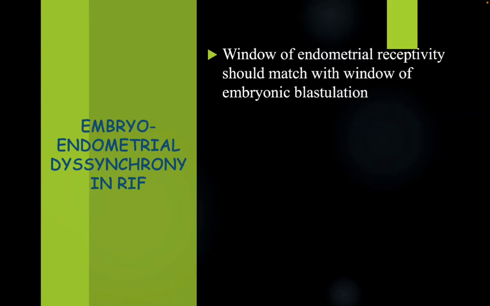There might not be synchrony among these both. That might lead to RIF. So the window of endometrial receptivity should match with the window of embryonic blastulation. As we all know, blastulation happens on day 5 or day 6, for example, if we are taking the day of ovulation as day 0, so blastulation will happen from that day to day 5 or day 6.